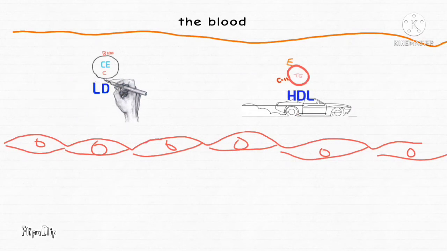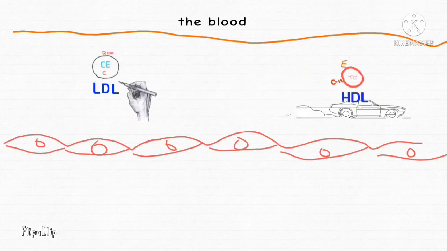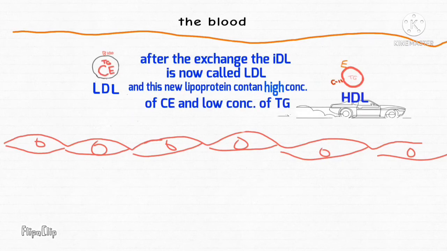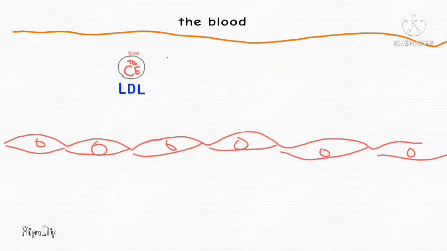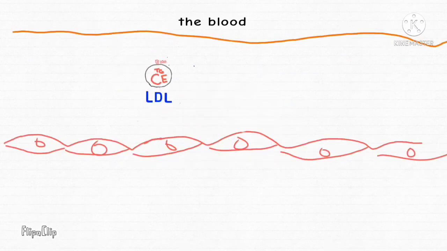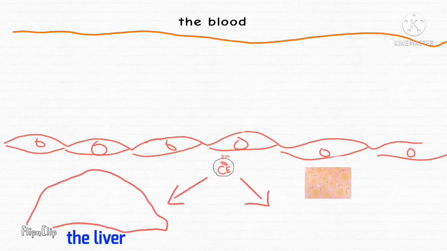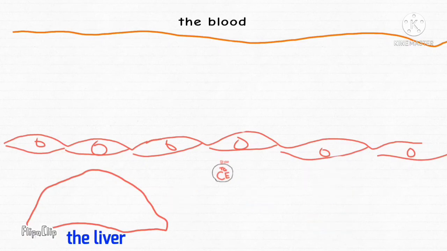It is called LDL, a new lipoprotein. This lipoprotein, after the exchange, has a low concentration of triglyceride and a high concentration of cholesterol ester. The LDL now is loaded with cholesterol ester, and it's considered the badass among lipoproteins. It passes to the tissues, the liver or the peripheral tissue. The LDL still contains the ApoB100.